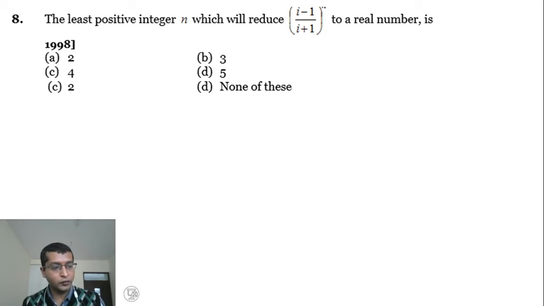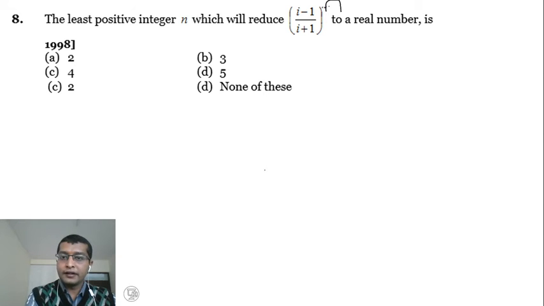Next we'll move to example number 8. The question is: the least positive integer n which will reduce ((i minus 1) divided by (i plus 1)) raised to n to a real number is.